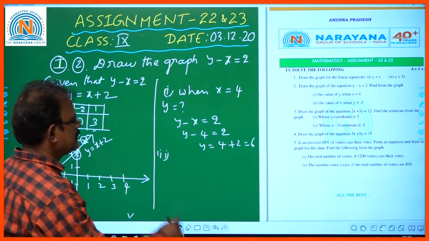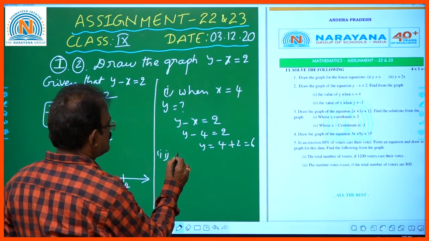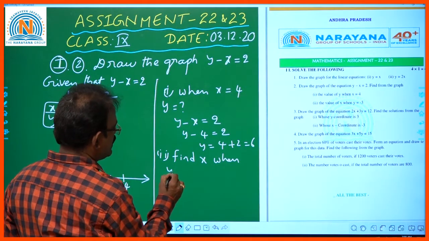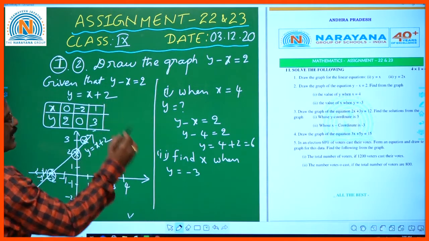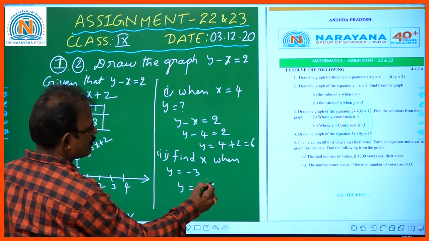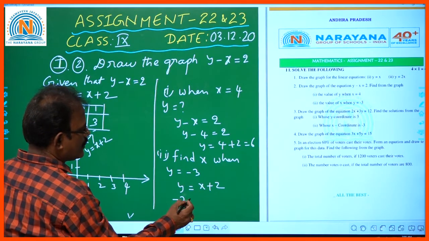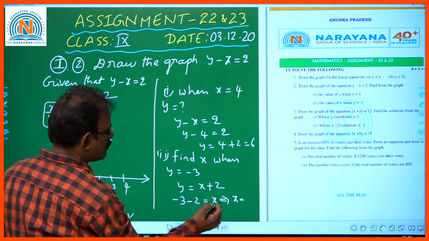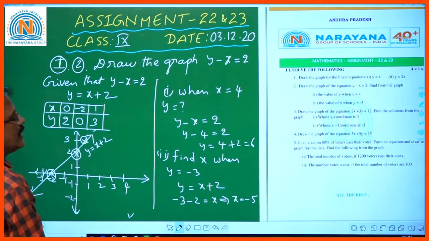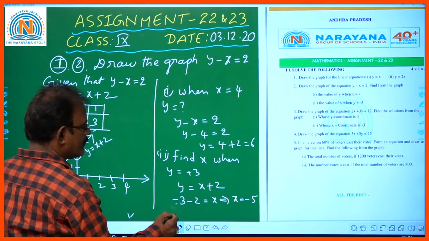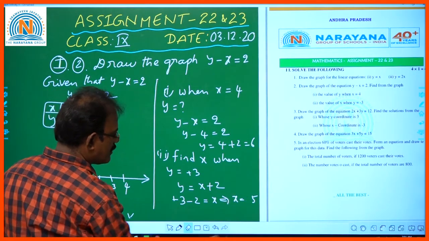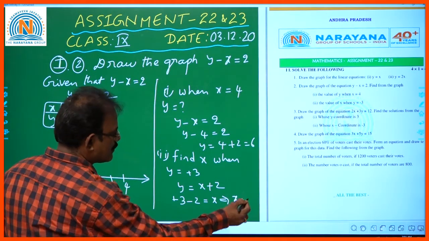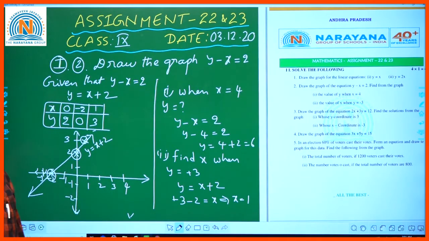And the second question, what is x? Find x when y is equal to minus 3. Actually y is equal to x plus 2. So minus 3 equals x plus 2, so x is equal to minus 5. Instead of that, if you take plus 3, then this is 3 minus 2, plus 1. Like that we can take.